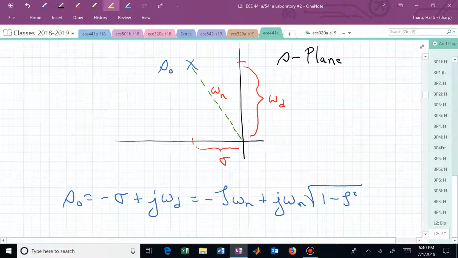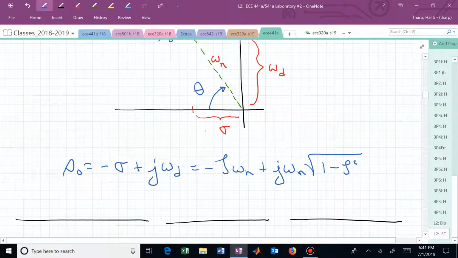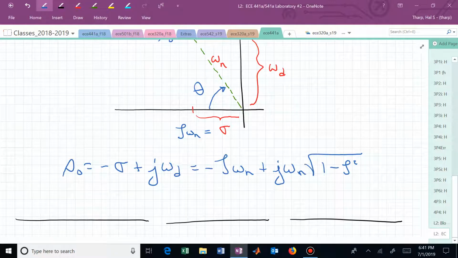We now have the relationships. We could write it in rectangular form as minus sigma, that's the real part, plus j omega sub d. Or if we wanted to, we could think also in terms of this angle theta, and that theta angle is related to zeta, where, if we compare this standard notation on the far right with the rectangular description of your poles, we can see that sigma is zeta omega sub n. We know what omega sub n is.